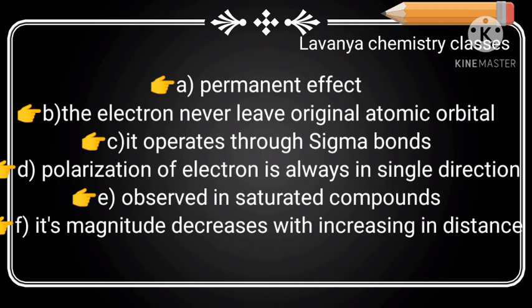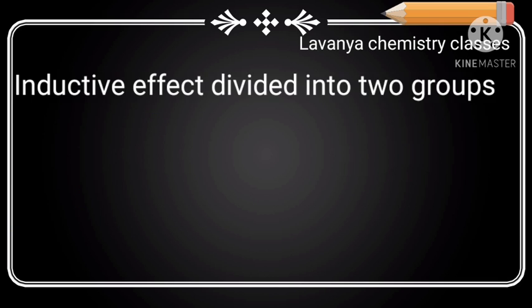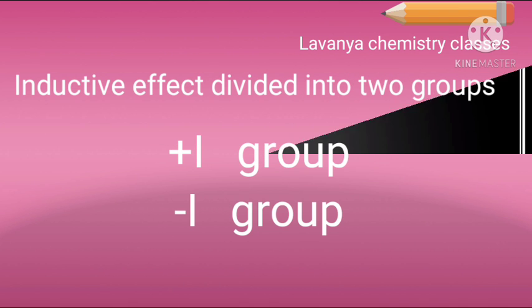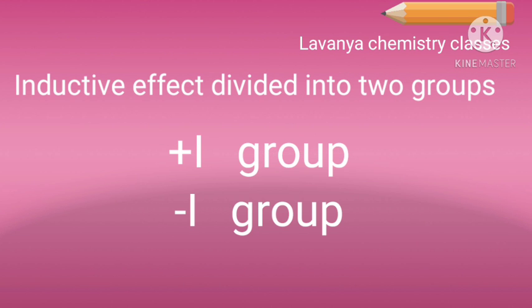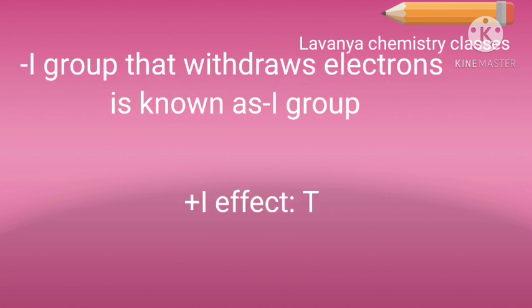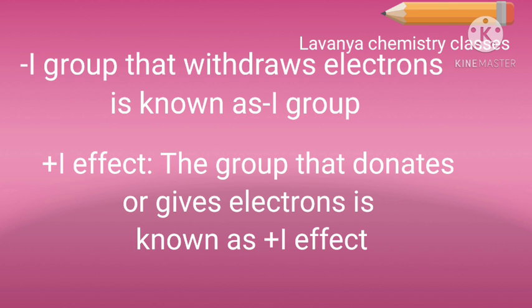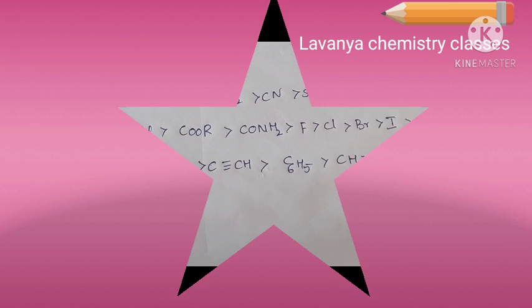The groups can be of two types, minus I group and plus I group. The group that withdraws electrons is known as a minus I group. That means the electron withdrawing group is a negative I group, and its effect is known as minus I effect, negative inductive effect.